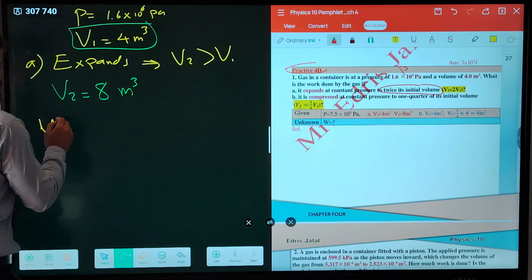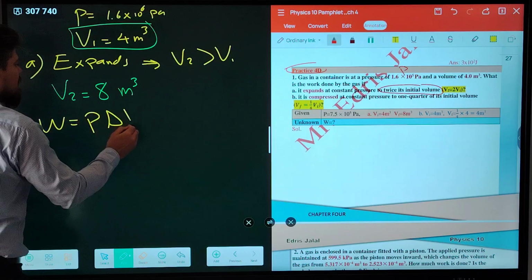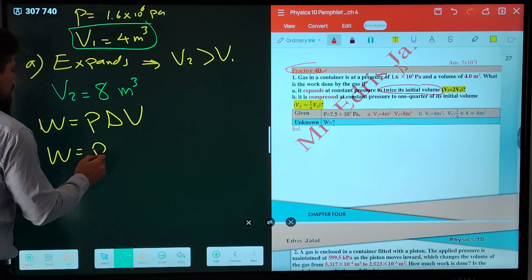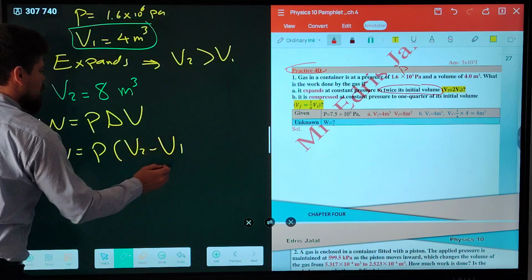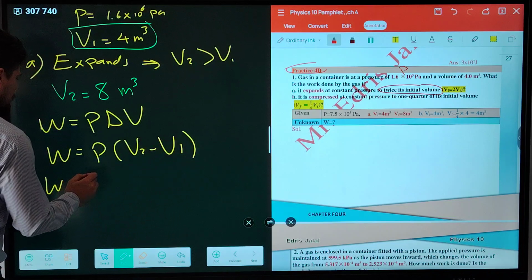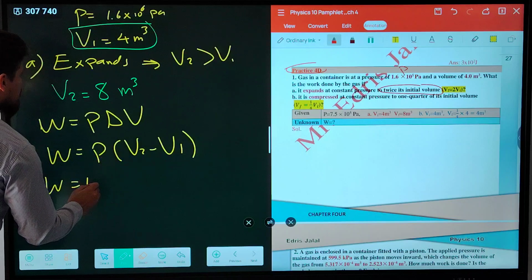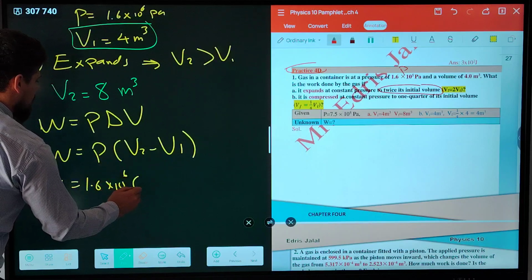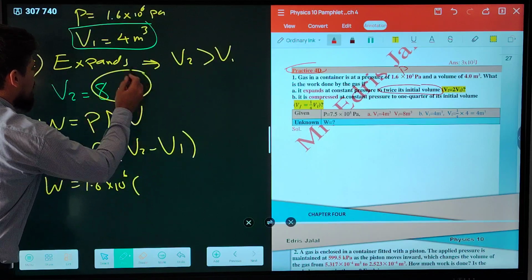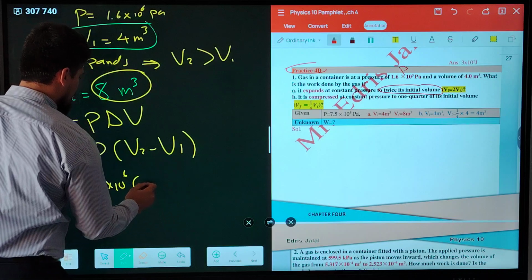So work is equal to what? P delta V, which is P times V2 minus V1. Work is equal to P, replace it, 1.6 times 10 to the power 6. V2 we didn't have but it was given indirectly.